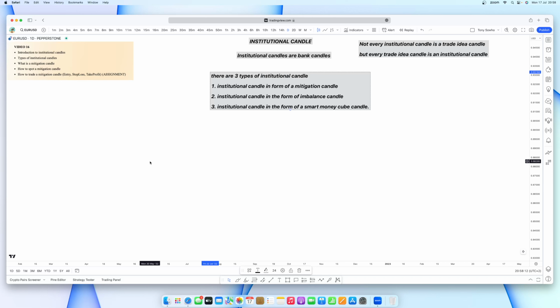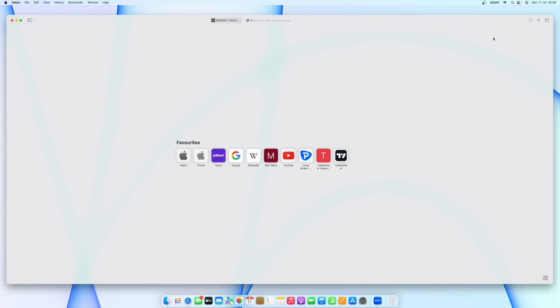What is a mitigation candle? The first thing we need to look out for is, what is mitigation? So we can head over to Google again. Google is our best friend.